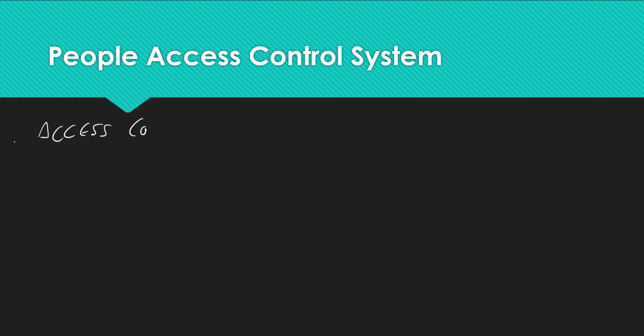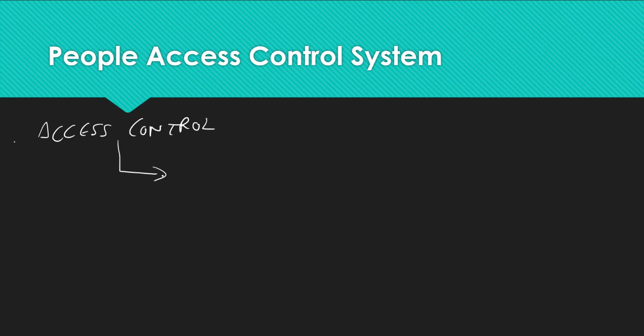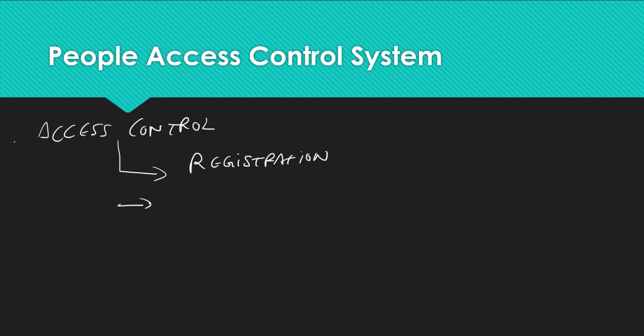Access control. So under access control, we have three procedures. Number one is the registration. You have to register your employees, your vehicles, or material. Number two is your authentication. How do you authenticate who is coming and who is not? And number three is log generation.